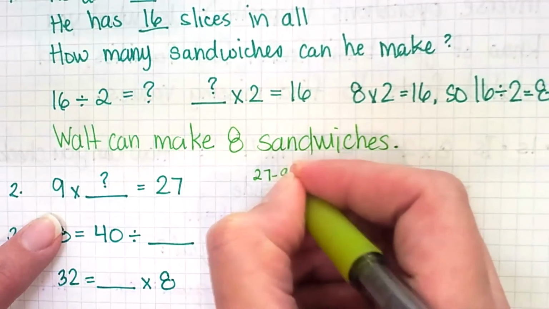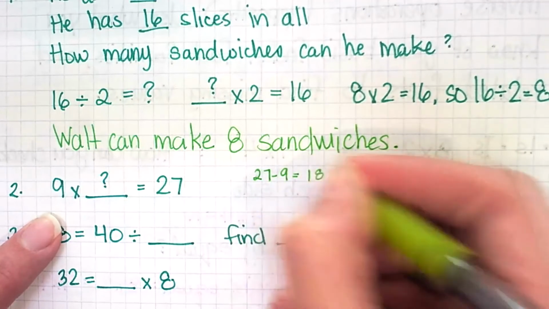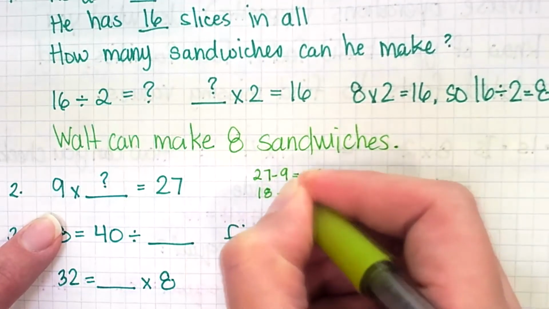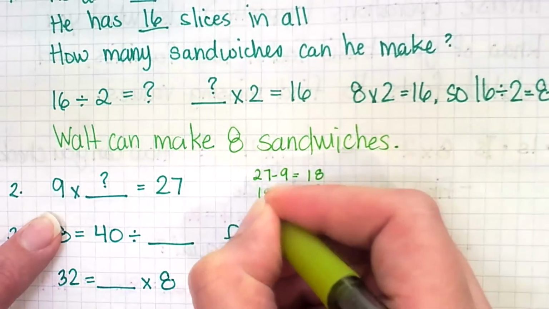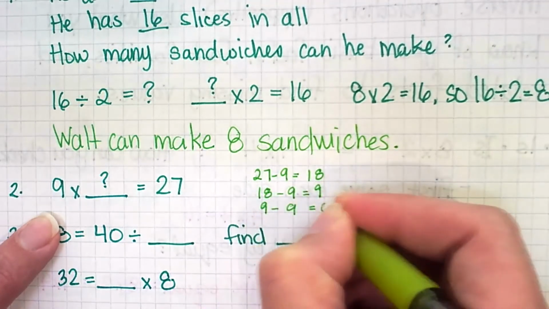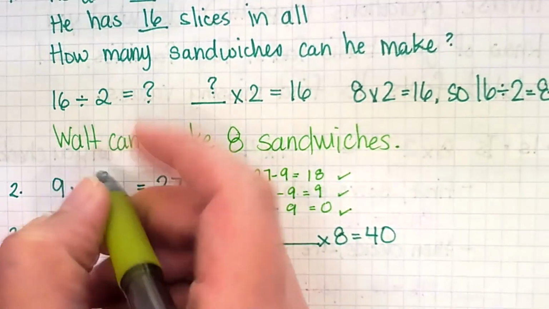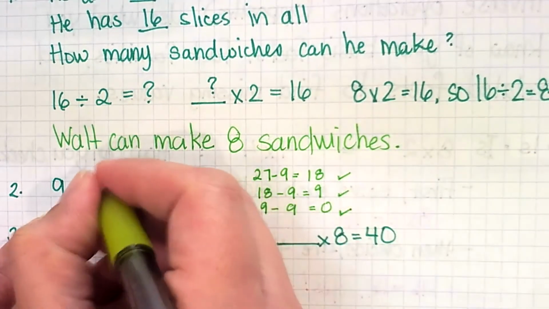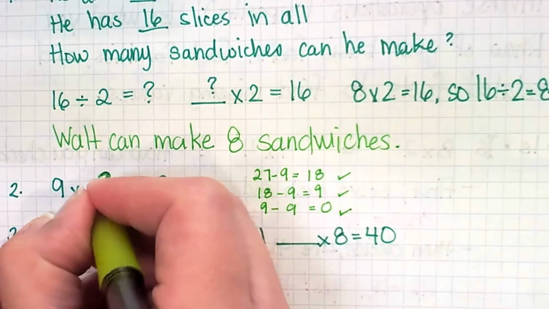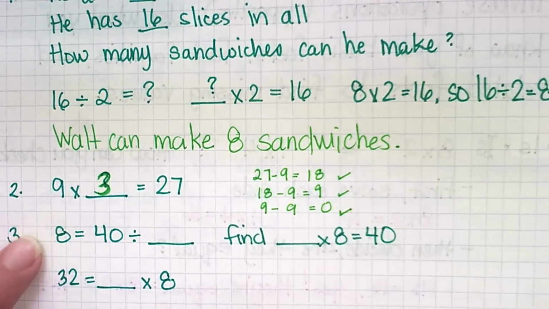So 27 minus 9 is equal to 18. 18 minus 9 is equal to 9. We know 9 minus 9 is equal to 0. So I was able to do this 1, 2, 3 times. So 9 times 3 is going to give me 27.